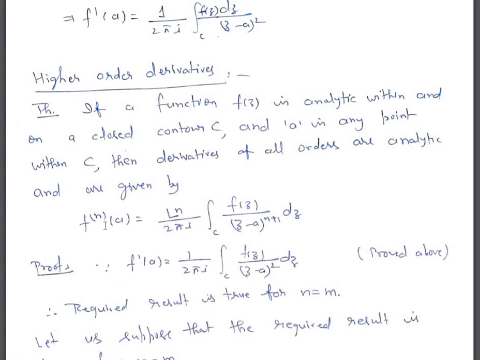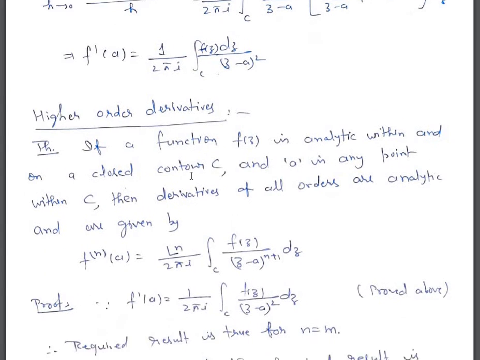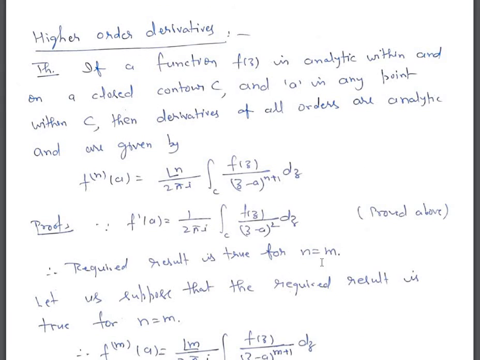Now for n equal to 1, we have f'(a) equal to 1 upon 2 pi i integral over C f(z) upon (z minus a) whole square dz. Now this holds good because we have proved it just now. So therefore the required result is true for n equal to 1. Here it should be 1, instead of m it should be 1.